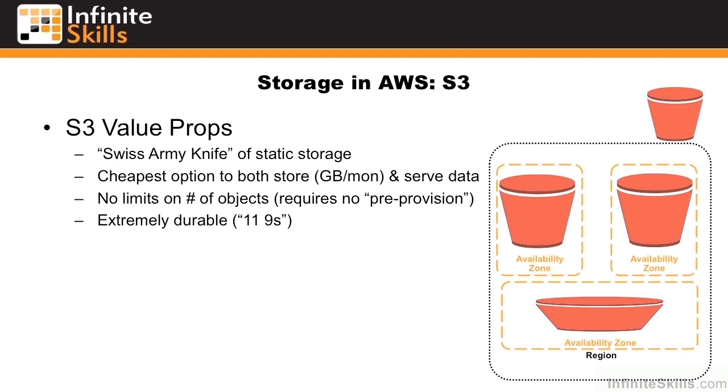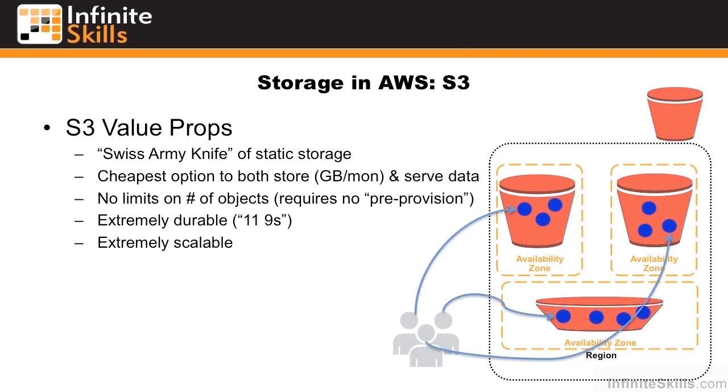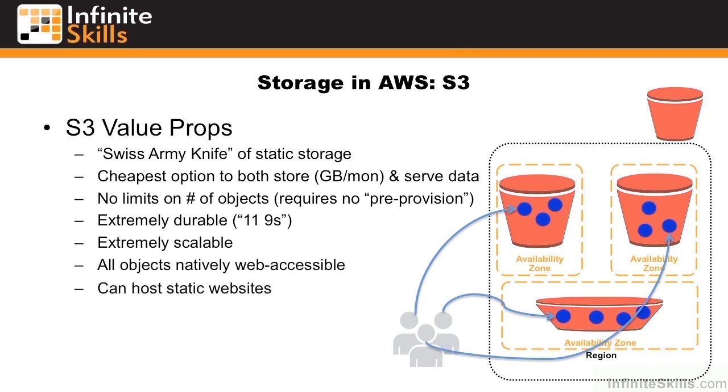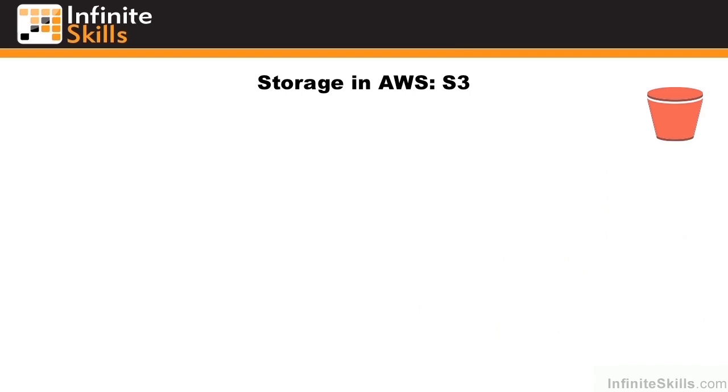So when you put a file into S3, you're actually copying it many times into many availability zones. It's also very scalable. Because it exists in all those places, when users go to access it, they can pull from several disk heads at once. All objects are natively web accessible, and it can also host static websites.